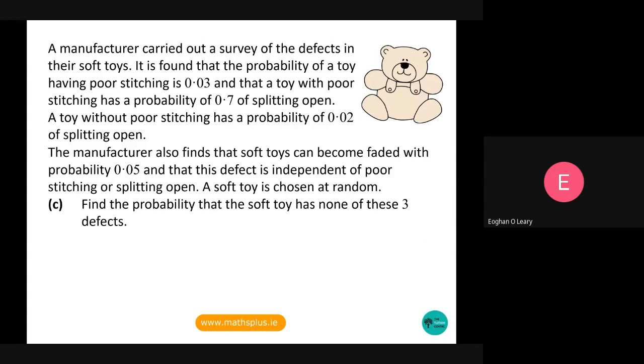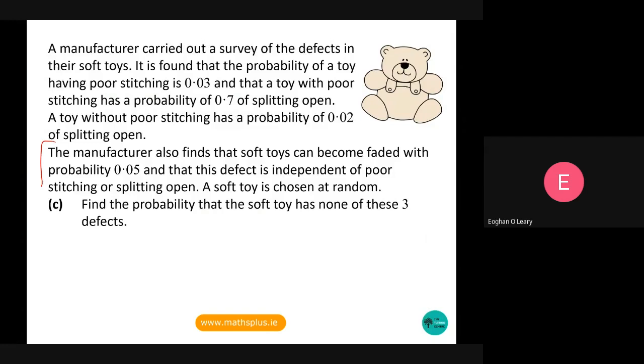It turns out that, as is often the case with the Leaving Cert Maths, sometimes in the middle of a question is one that's relatively straightforward. I think that's the case here with part C. So there's a new bit, an extra bit to the story. The manufacturer also finds that soft toys can become faded with a probability of 0.05, and that this defect is independent of poor stitching or splitting open.